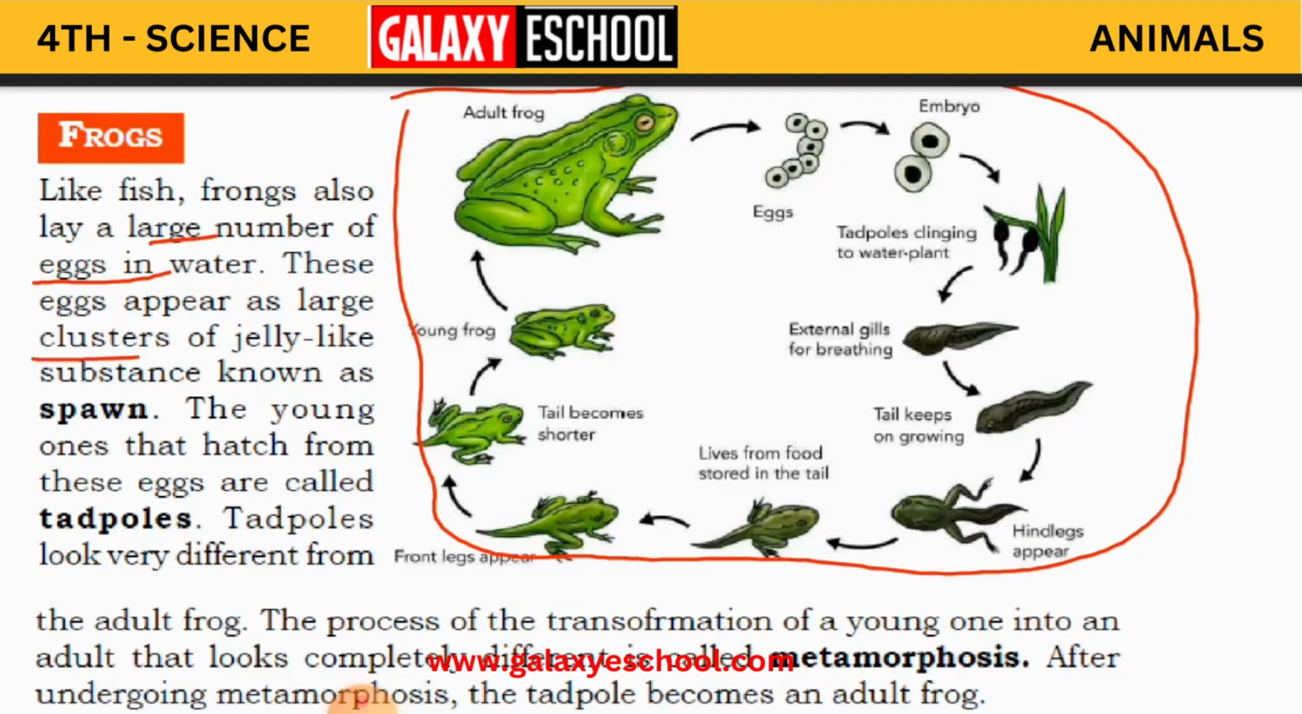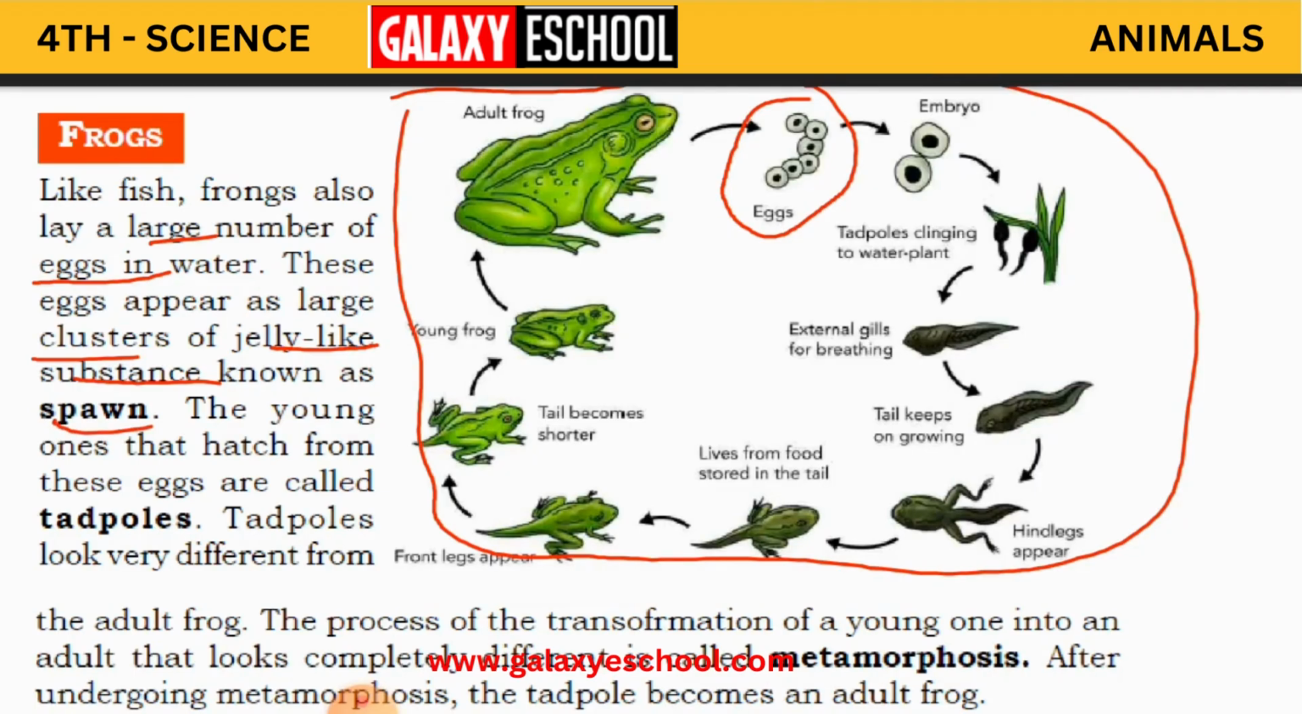A number of things of the same kind, that we call clusters. How are they? They are like jelly-like substance. You know jelly? Egg jelly also we said white. These frog eggs are jelly-like substance which are known as spawn. We call them spawn.